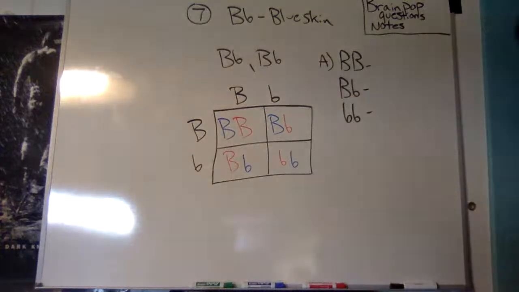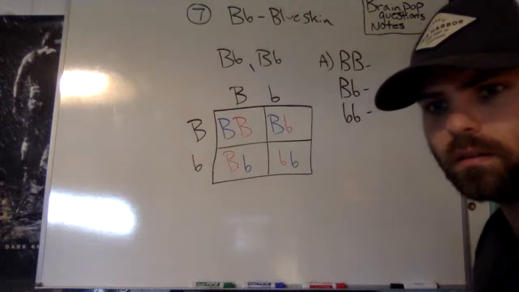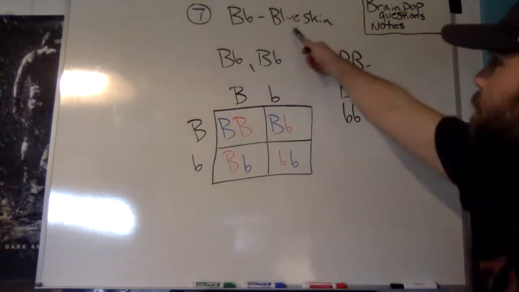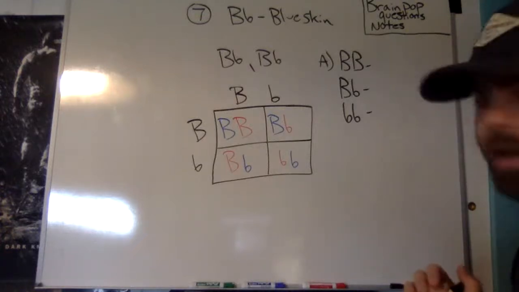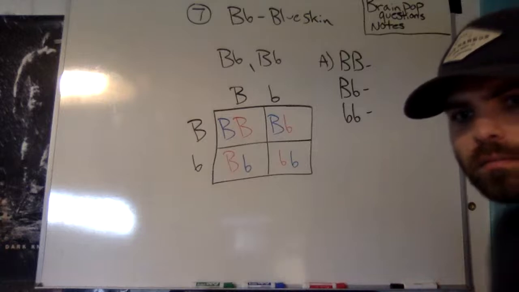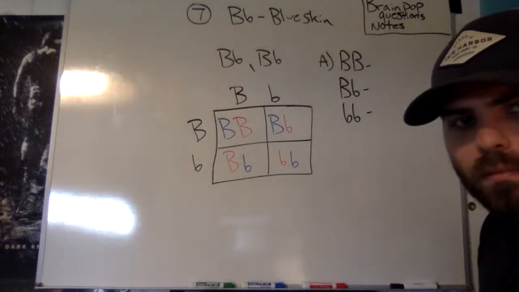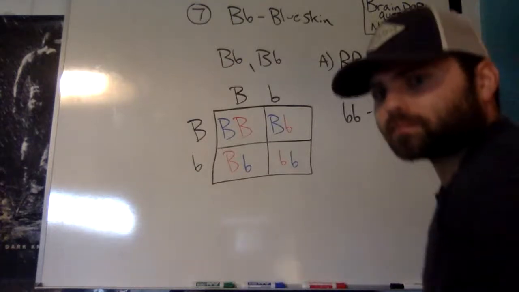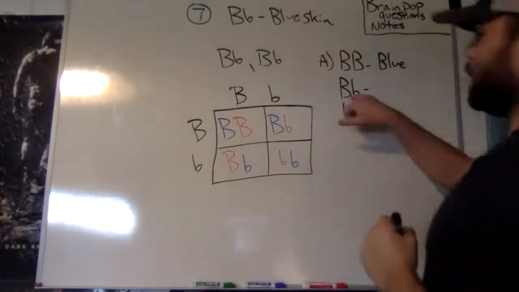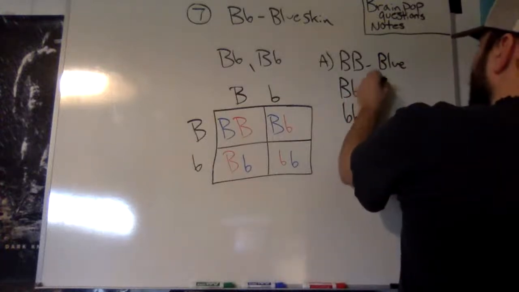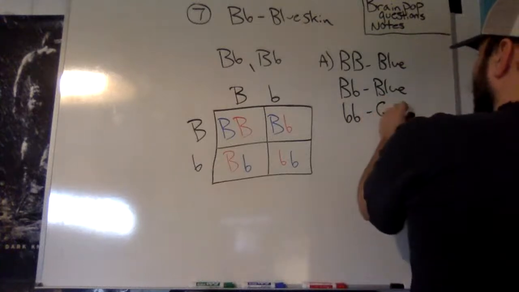So what do each of them mean? So if you're two big B's, what color are you going to be? Remember, if you're not blue skin, you're green skin. So if you have an uppercase B, what color? Uppercase B is going to be blue. All right, and we got one uppercase B here, so that's also going to be blue. And then we got two lowercase b's, so it's going to be green.